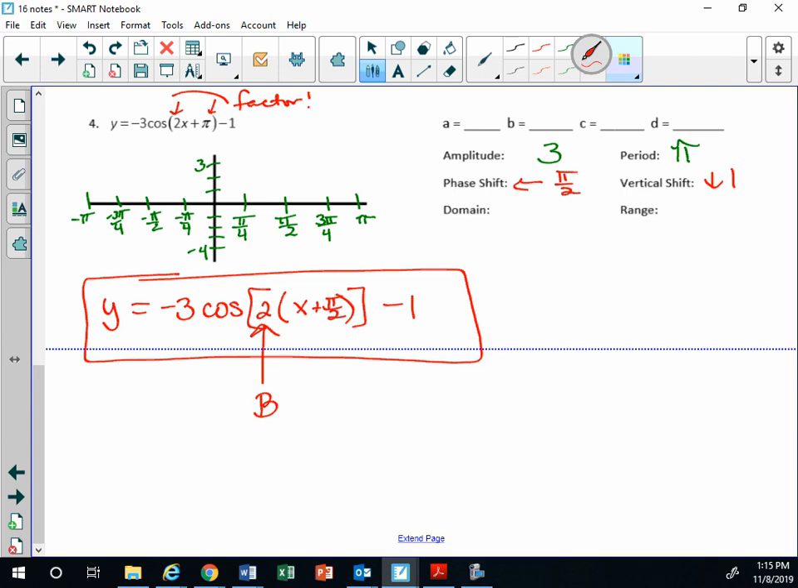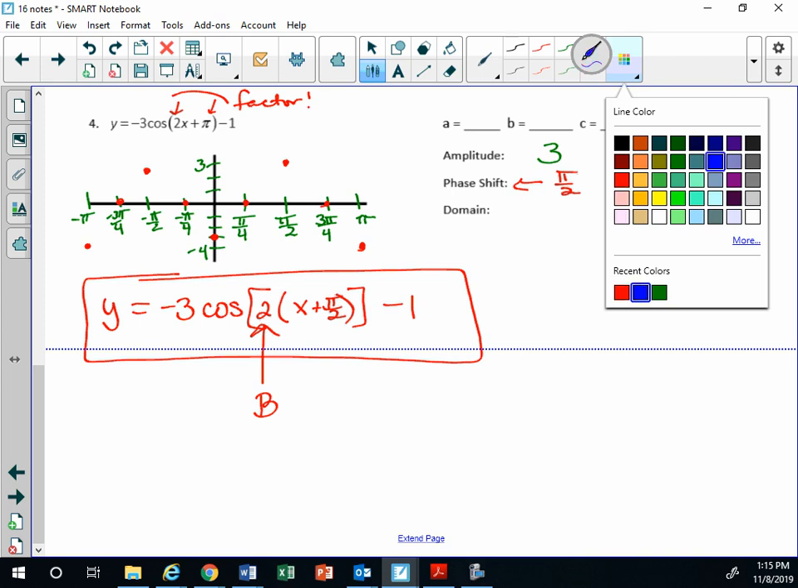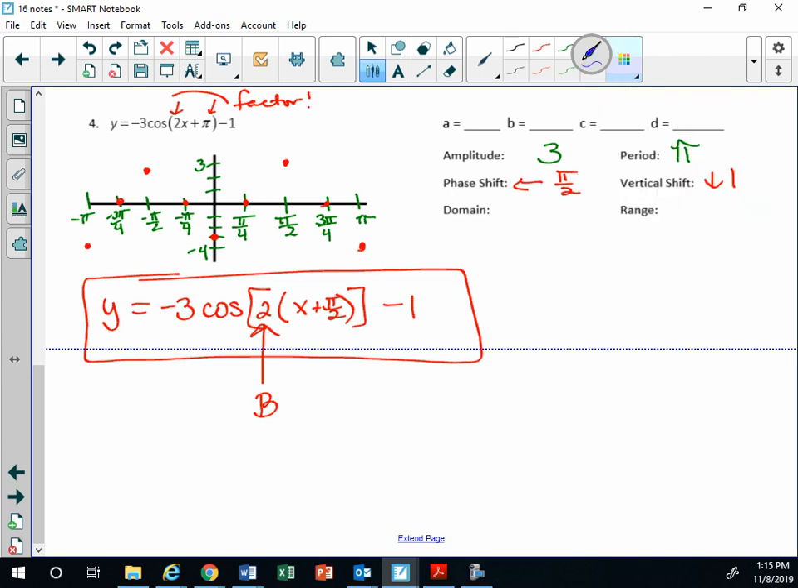Okay, for the parent dots, I'll do those next, and then I'll pause for a minute to make sure everybody's caught up with me. It's cosine. I'm going to do the -3 when I do them, okay? So it starts down here at -3. 0, +3, 0, -3. Make sure everybody's okay to that point.